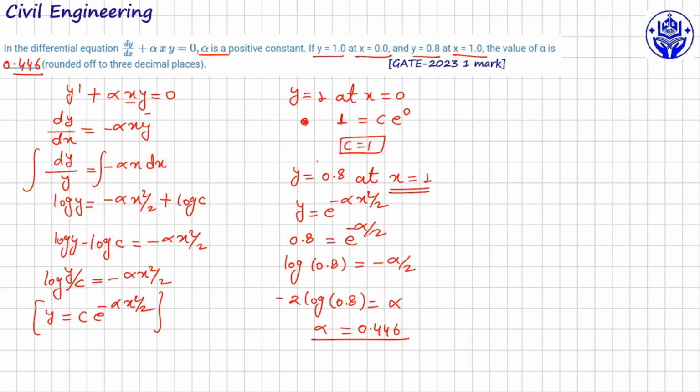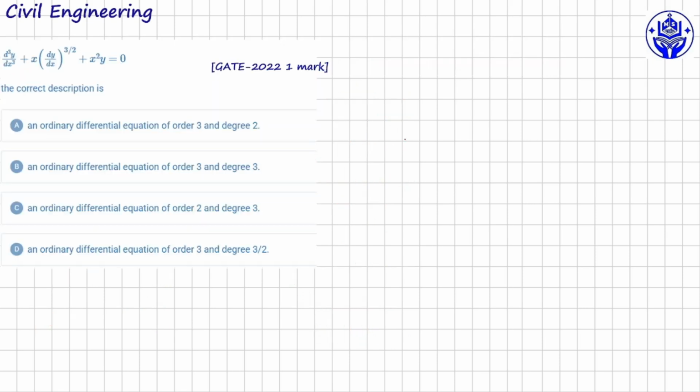Okay. So the next question is related to the correct description. If I have this kind of differential equation in which d3y by dx cube plus x dy by dx power 3 by 2 plus x square y is equal to 0, it is an ordinary differential equation of order 3 and degree 2.